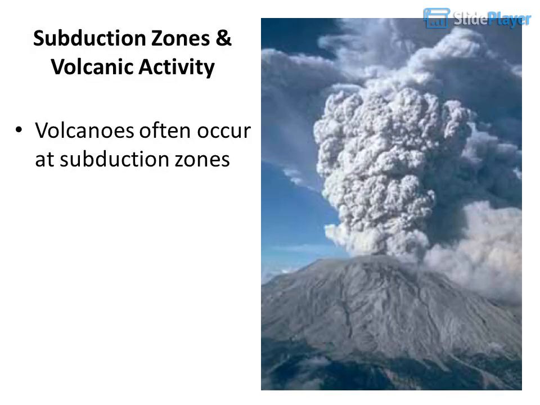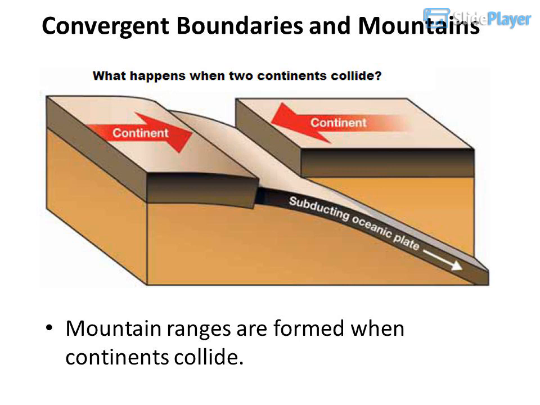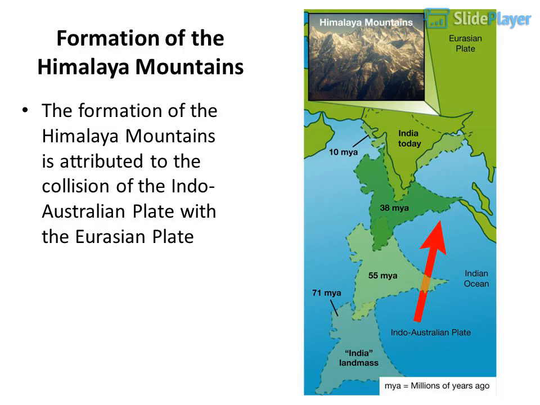Subduction zones and volcanic activity. Volcanoes often occur at subduction zones. Convergent boundaries and mountains. Mountain ranges are formed when continents collide. Formation of the Himalaya Mountains. The formation of the Himalaya Mountains is attributed to the collision of the Indo-Australian plate with the Eurasian plate.